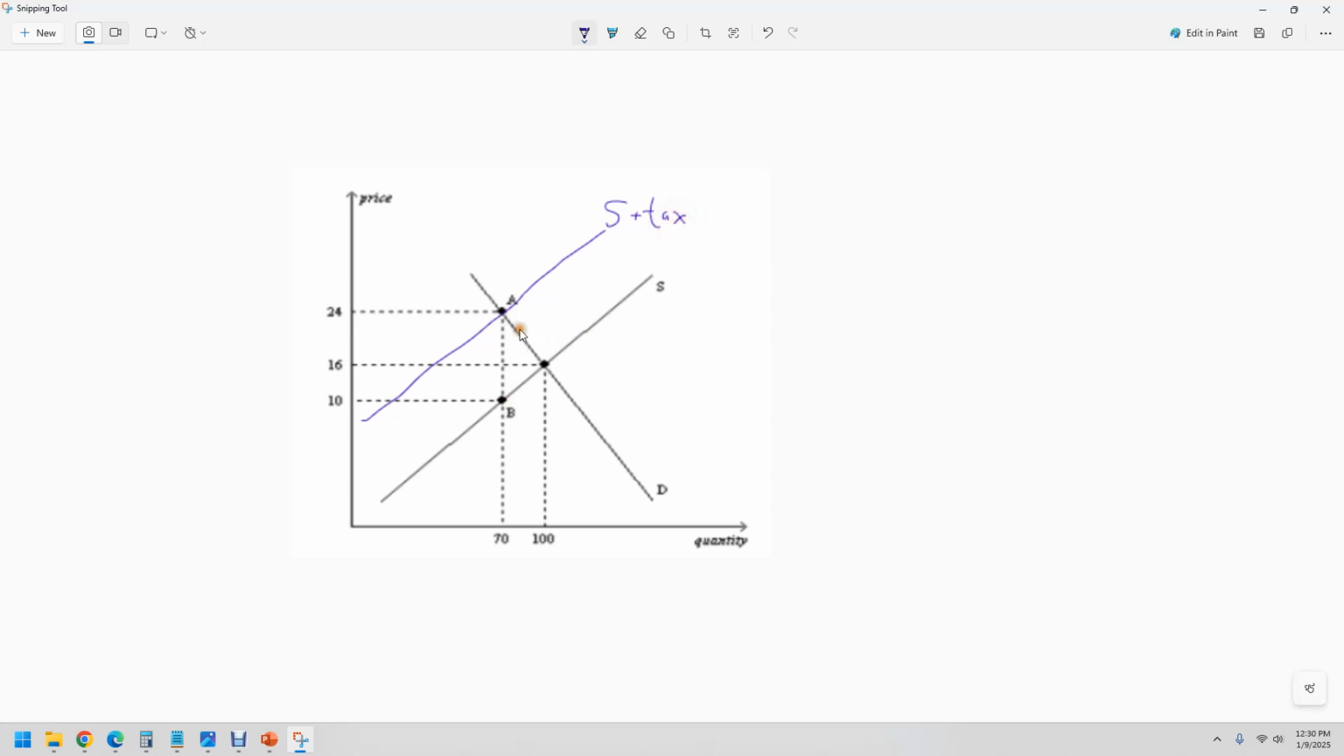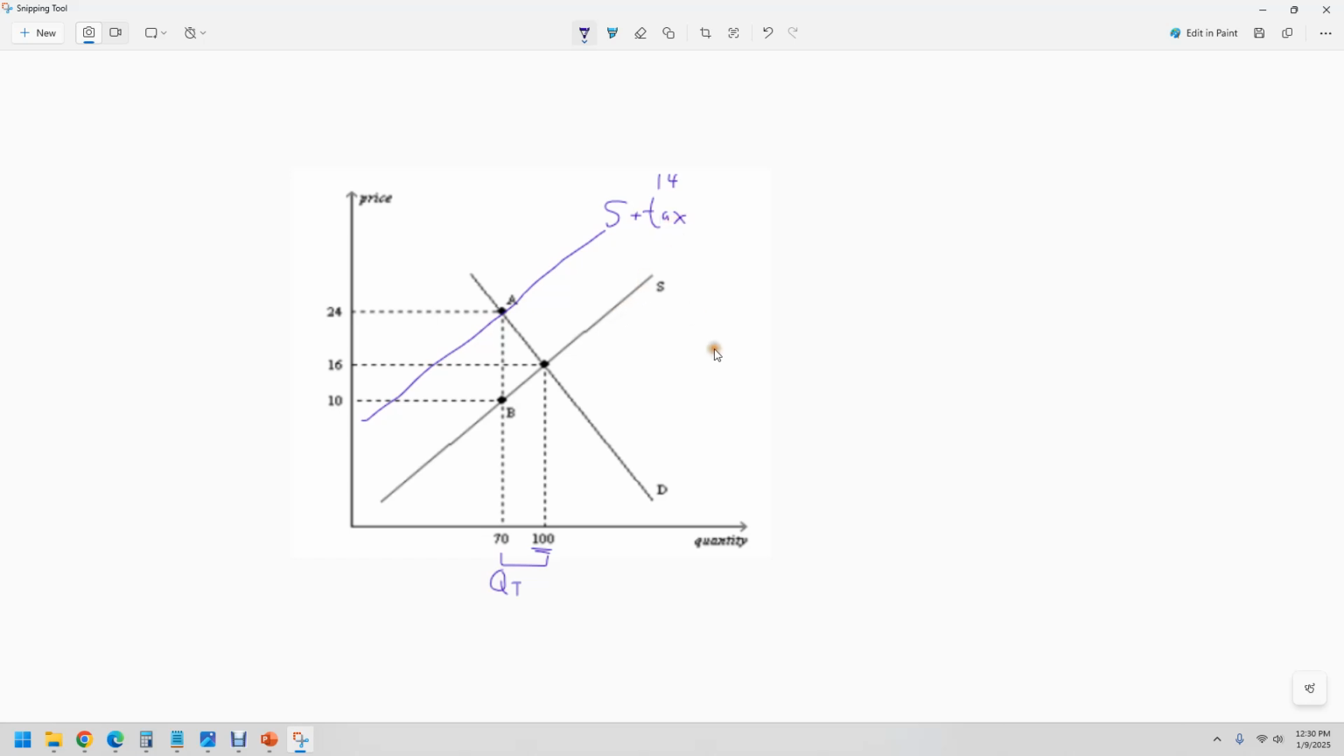And we actually know that the tax distance, or the tax wedge, is the difference between 24 and 10. So that would actually be 14. So this is a $14 per unit tax. Now we can use that to figure out some other things. Before the market was taxed, they were buying and selling 100 because that's where supply equals demand. Now that the tax has been imposed, we've lost 30 units, and we're now going down to here to QT, which is the quantity with the tax, which is 70.